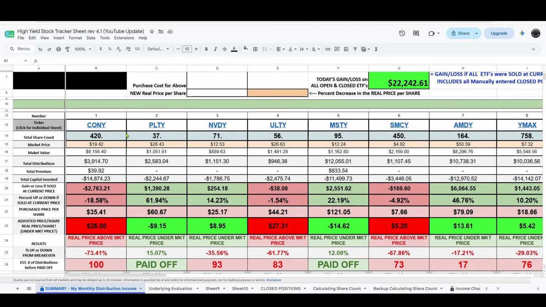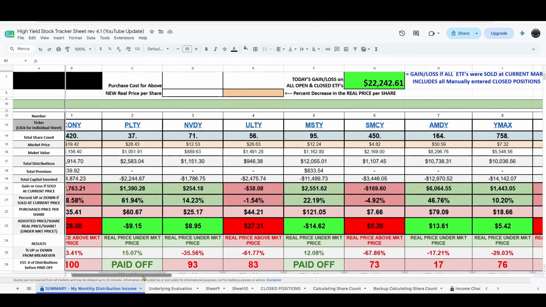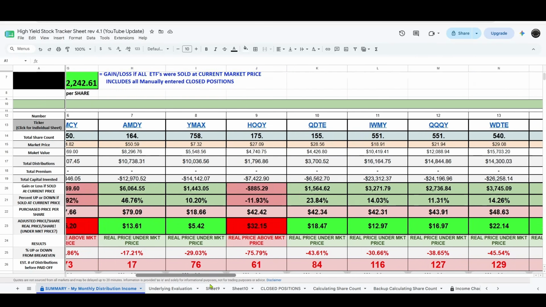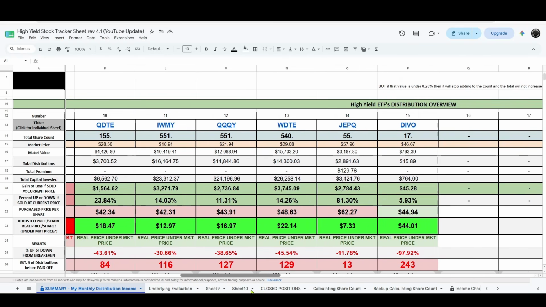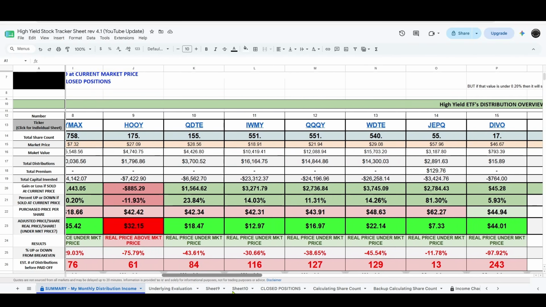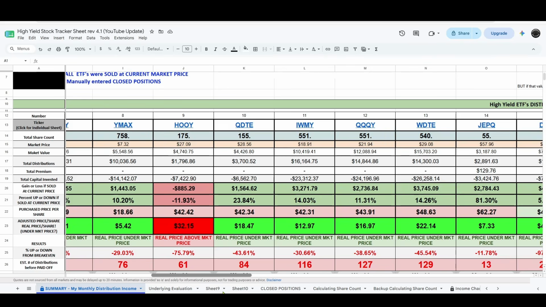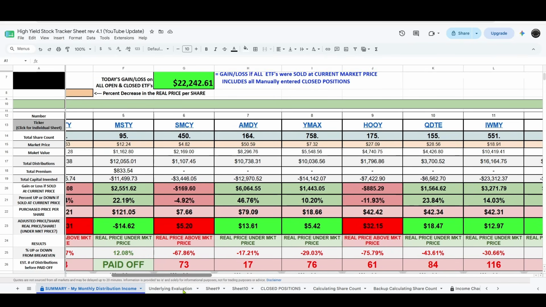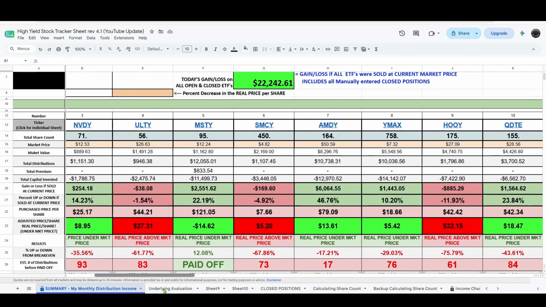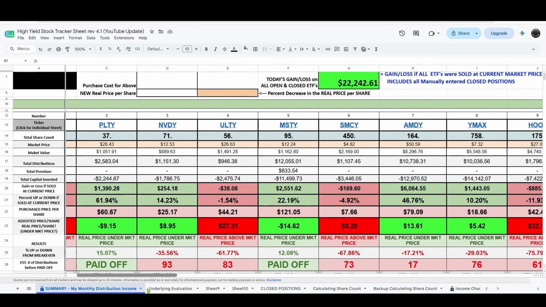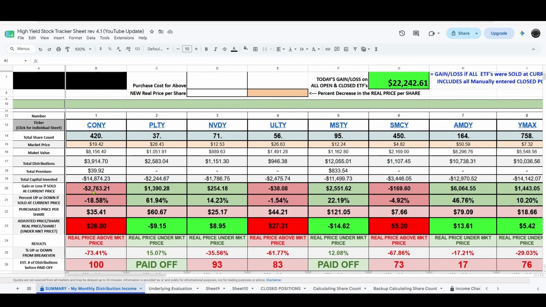So the ones that I am down on are CONY, ULTY, SMCY, and WDTE. Those are the only ones that I'm down on. The rest of them I am up on. WDTE, I am down about $800. SMCY, almost $200. ULTY, about $38. And CONY, about $2,800.